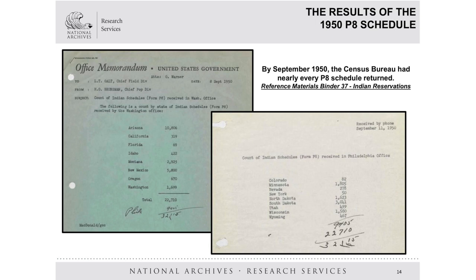Though not every reservation was enumerated with the P8 schedule, in 1973, a National Archives reference information paper estimated that 72.1% of all Native Americans were captured on the form. So while not complete, what remains is an interesting snapshot of family units on reservations across the country that are now fully open to browse and research for the first time.